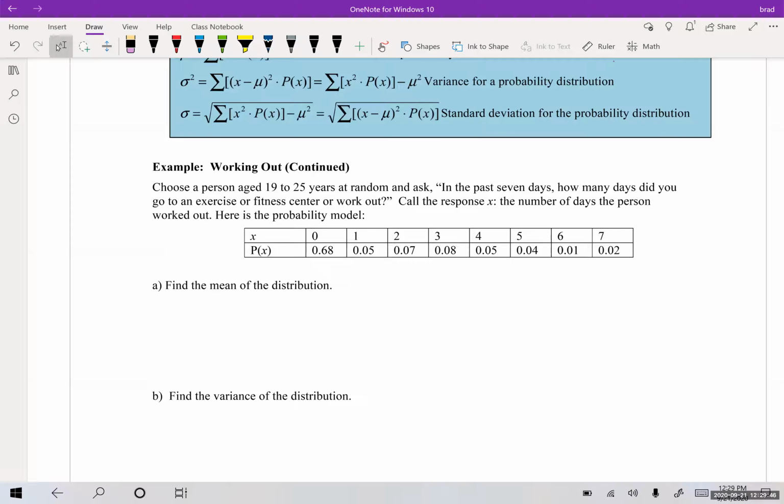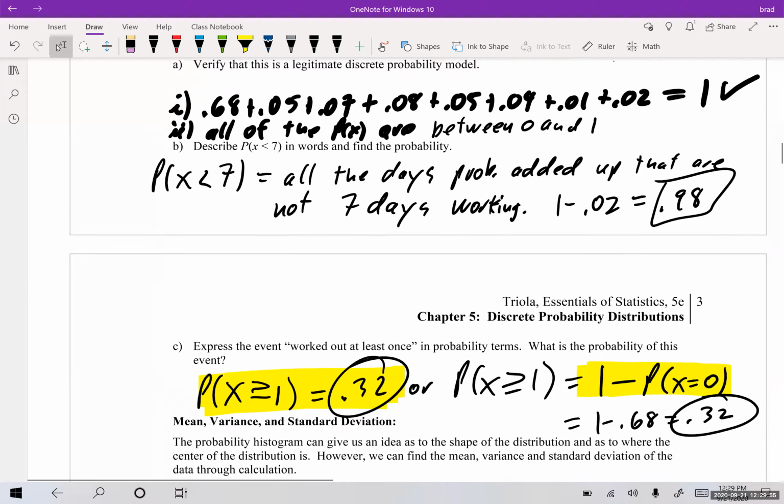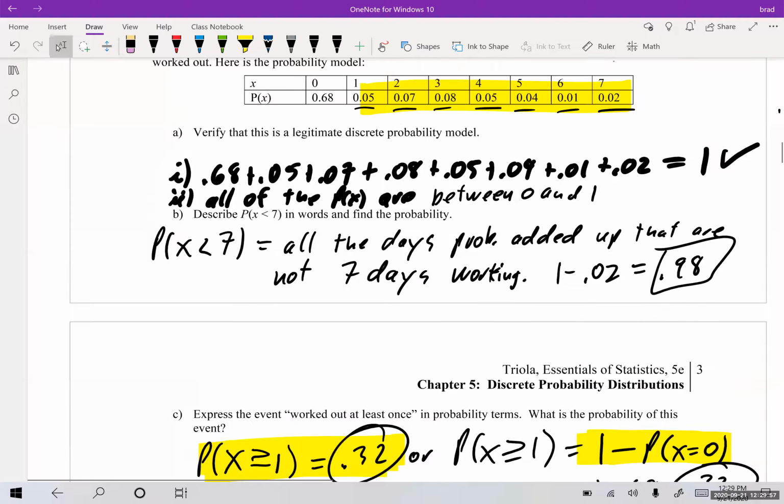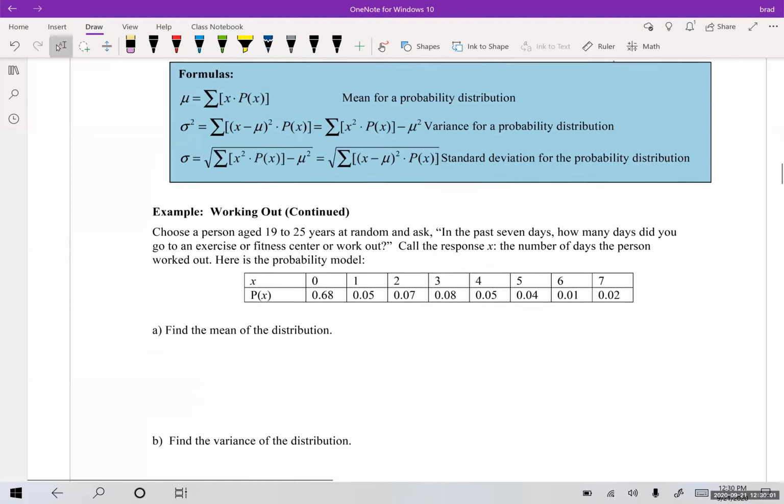Okay, so wait a minute. Did I do the wrong page? No. Okay, sorry guys. I thought I skipped a page.